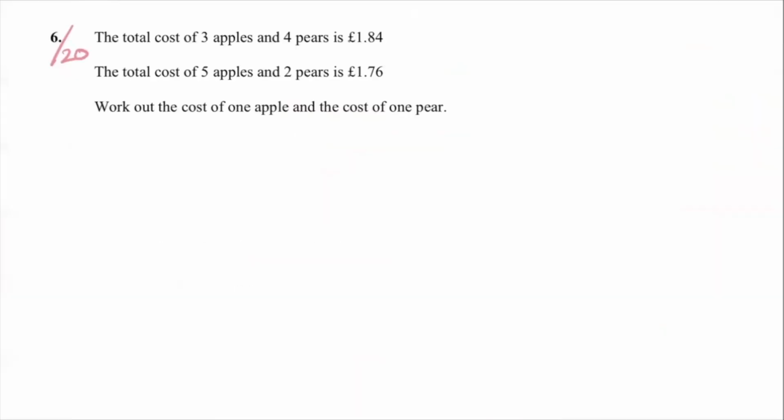Okay, so we're being told that the total cost of 3 apples and 4 pears is £1.84, and then we've got more information about a different combination. Now, this is a sneaky simultaneous equation. It's just been given to you in words instead of in the normal format that you are used to. So what we've got are 3 apples plus 4 pears equaling £1.84, and 5 apples plus 2 pears equaling £1.76. And when you see it written like that, you can see the simultaneous equations.